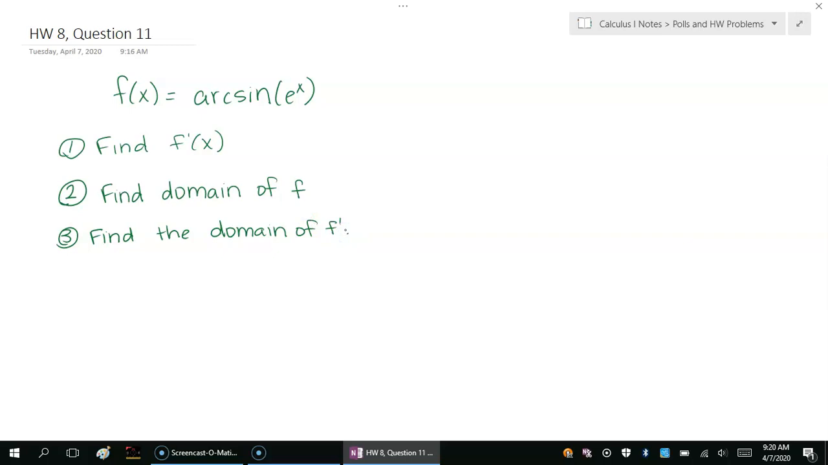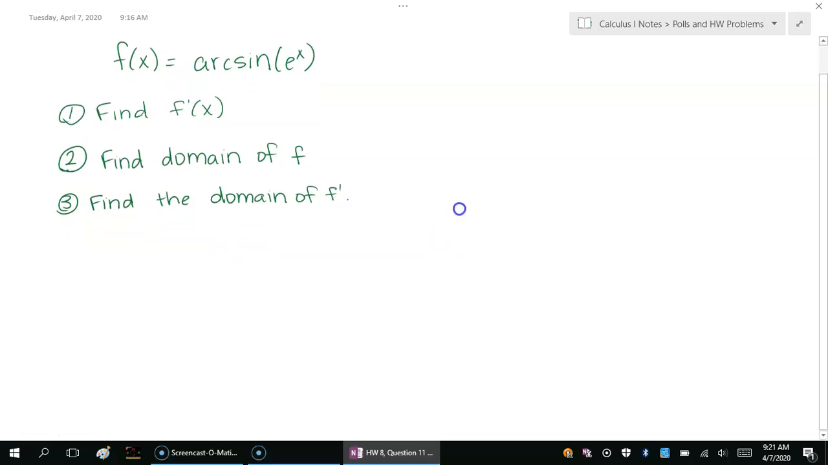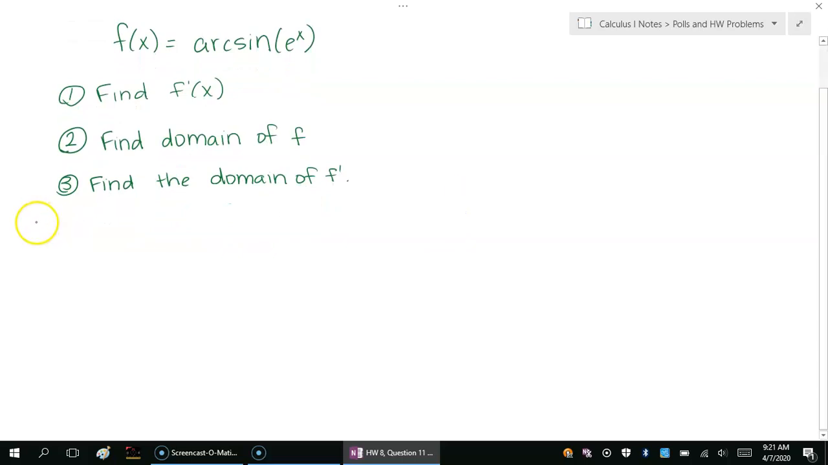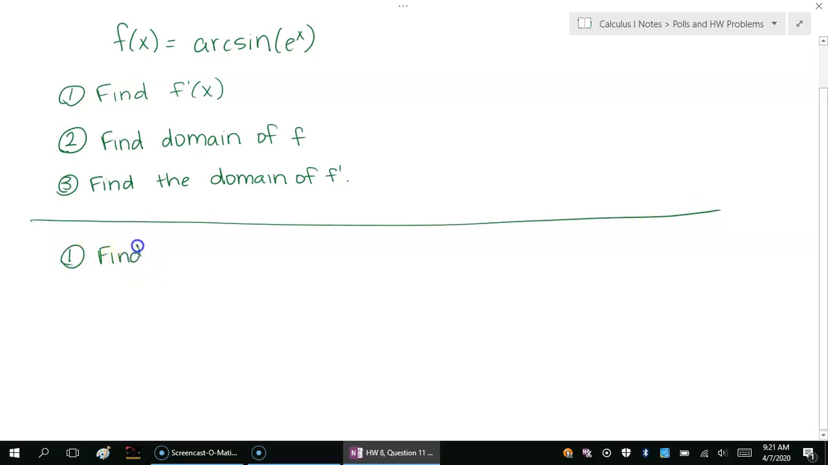And what we noticed in the lecture notes was that often the domain of the function and the domain of the derivative are similar. It's just that the domain of the derivative leaves out any endpoints. So let's see if this fits the same pattern. We'll answer these questions in order. So the first thing we want to do is find the derivative. What rule should we use to find the derivative of arcsine of e to the x?